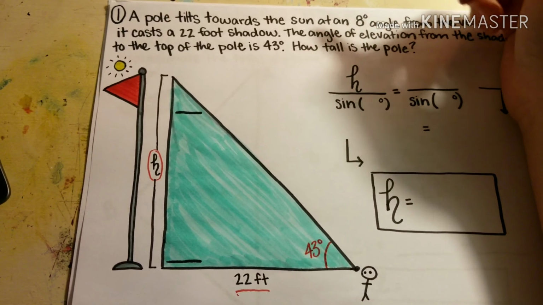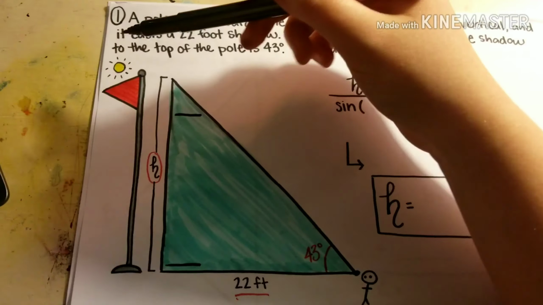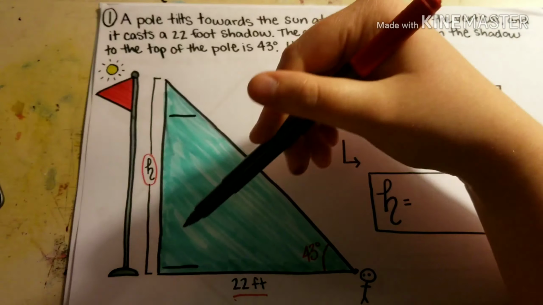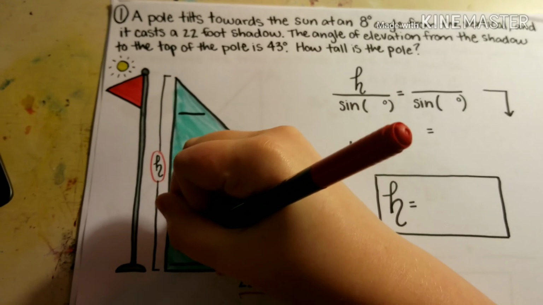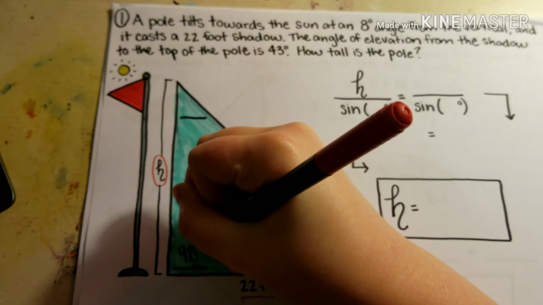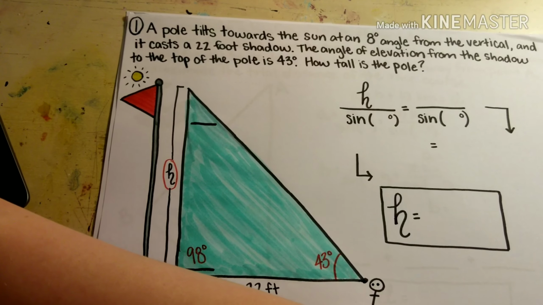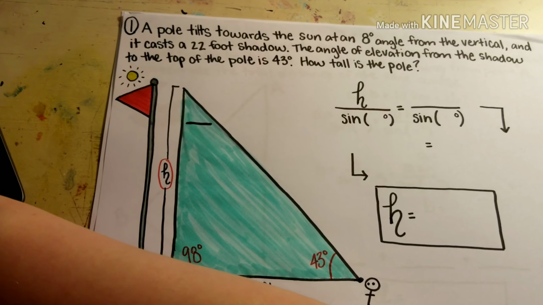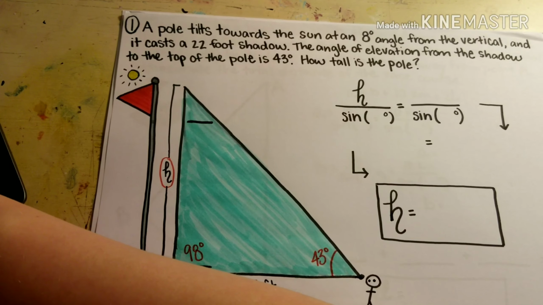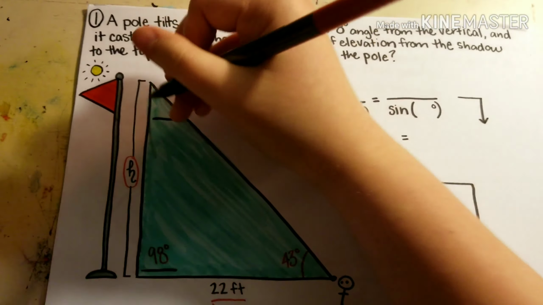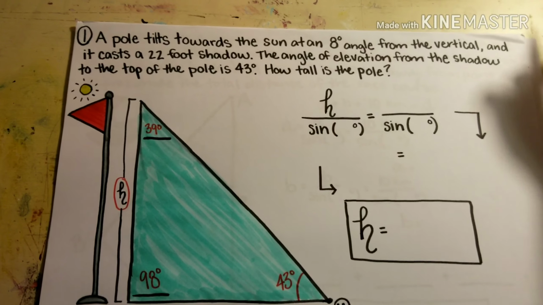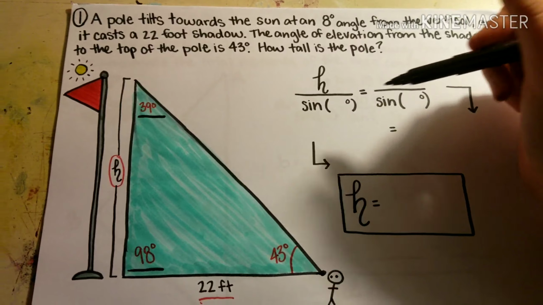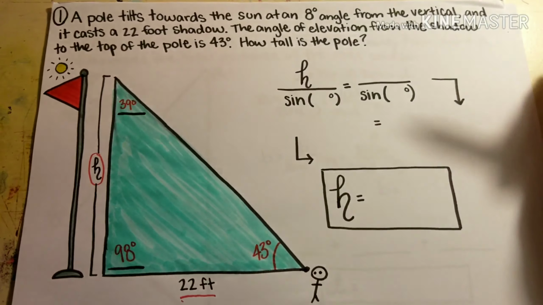And if the pole is at an 8-degree angle towards the sun, that means it's a 90-degree angle, but with a little bit more that way, so it'll be a 98-degree angle over here. And if you subtract all of those angles from 180, you get 39 degrees up here, which is the final missing angle. So with these angles, to find h, you would have to use the law of sines.